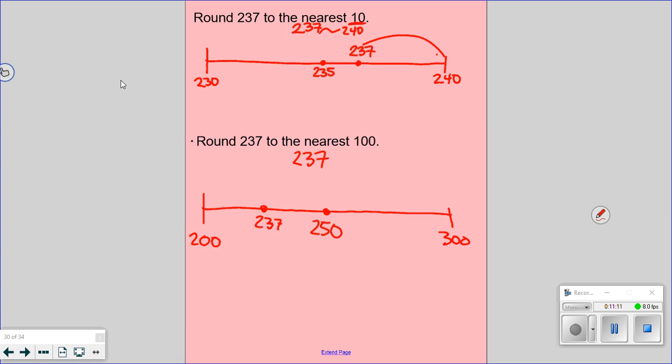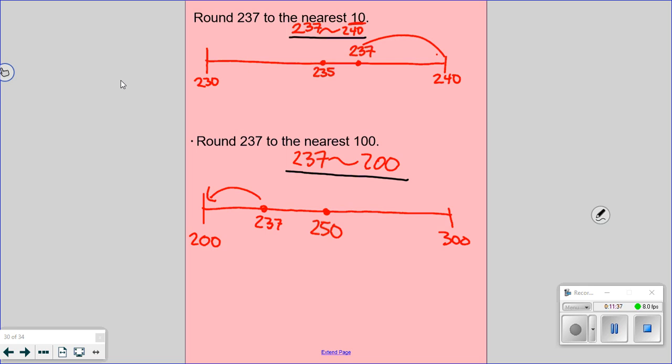What is 237 going to round to? What endpoint is it closest to, Gia? 200. Oh, interesting. Are those the same numbers? Here, I got 237 is close to 240. Here, 237 is close to 200.